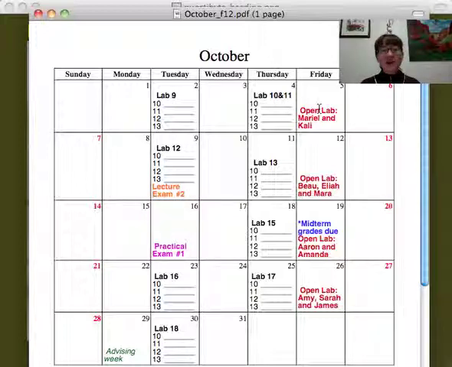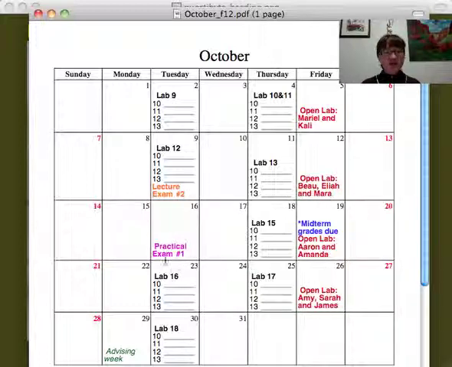Just quickly pointing out for Friday, Marielle and Callie, you are doing open lab. And then looking ahead towards the week of the 8th, our second lecture exam is on the 9th. So that'll be a busy day for me. And as all of you are always so great at helping with that, just helping me get things passed out if needed and whatnot. Alaya, Bo, and Mara, you're going to be open lab that day.